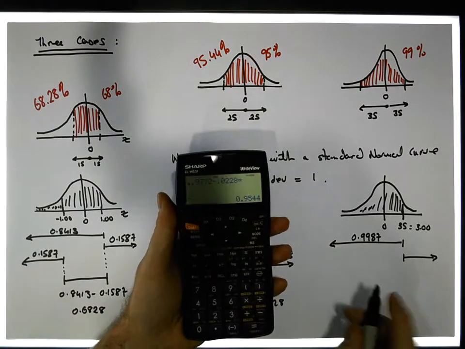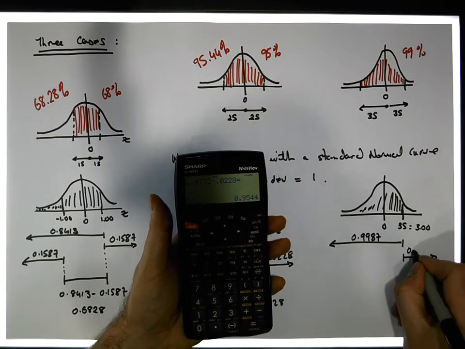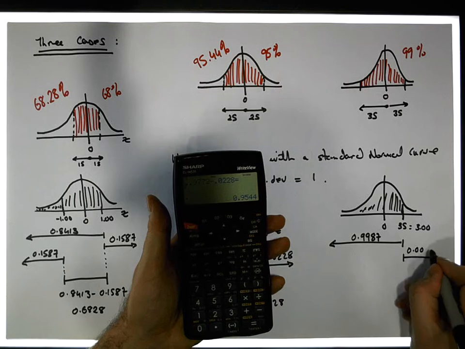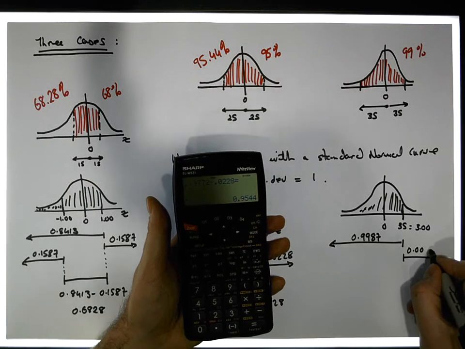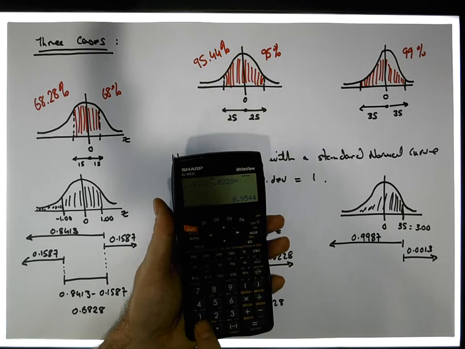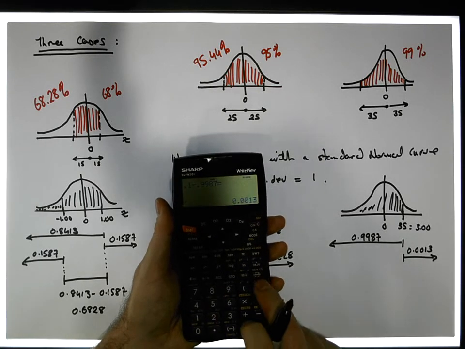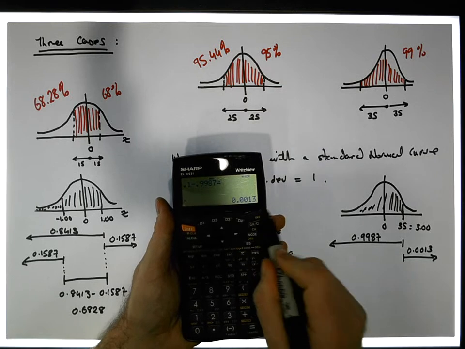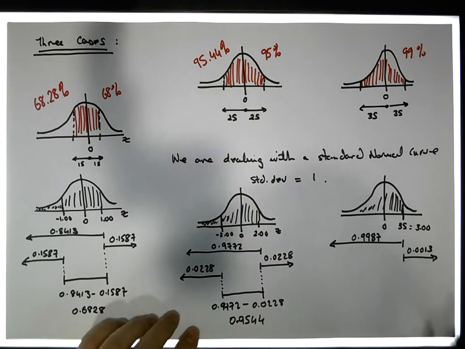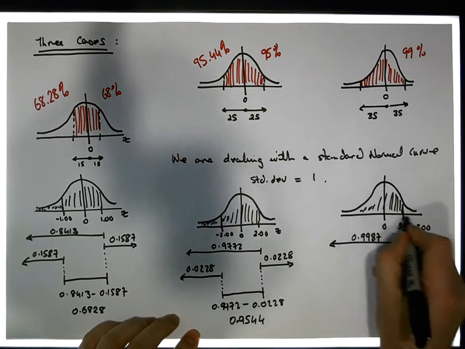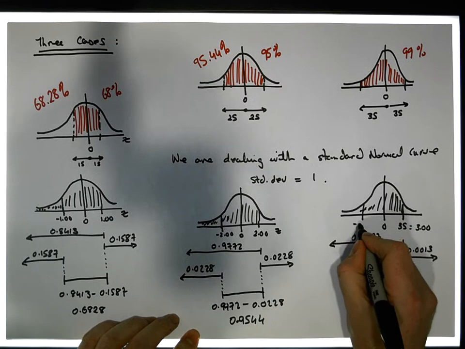So the area from here across is 0.0013. Okay, 0.0013 is the area over here. That's 1 minus 0.9987, which gives us a value of 0.0013. Now don't forget, 3 standard units on this side is going to be minus 3.00, over here.